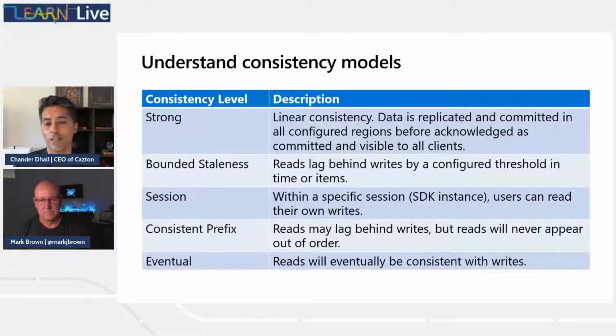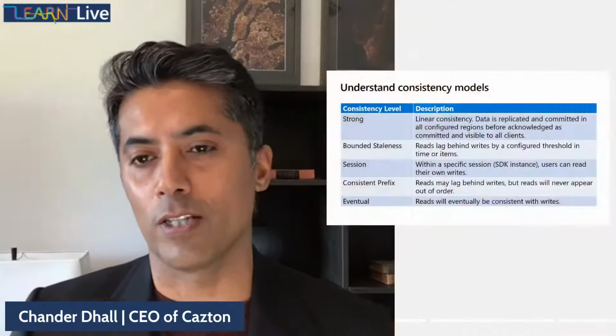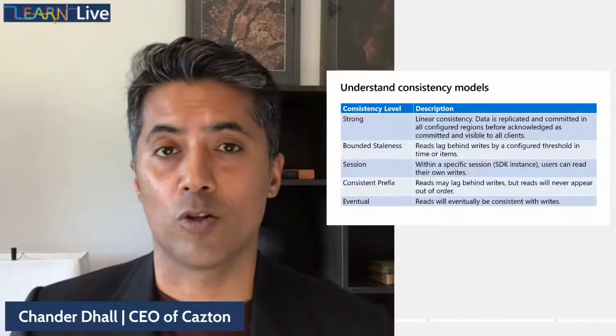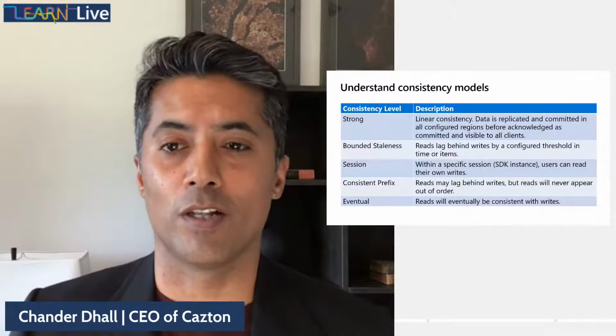There's a trade-off. The fourth one is consistent prefix. As you can see, the name automatically states, there's some kind of ordering here. And this is exactly what it is. You may be behind, but you will never be out of order in terms of consistent prefix. And the final one is eventual. You could be completely out of order. You could be doing reads, and you may be getting things completely out of order because it's the loosest consistency out there, but it's also the least expensive in terms of throughput. And that's why it's called eventual consistency.